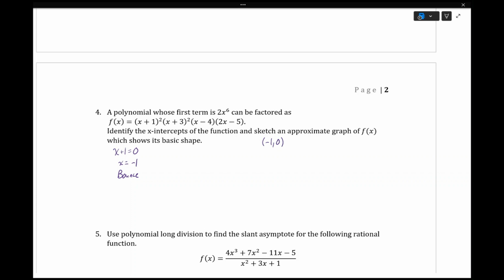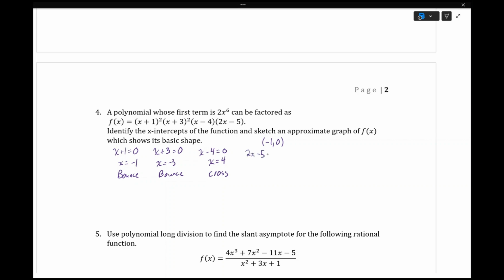So remember, an intercept is a coordinate. A zero is just a number. Next, I'll do the x plus 3 equals 0. I get x equals negative 3, and that's going to bounce. x minus 4 equals 0. I get x equals 4, and that's going to cross because it's degree 1.